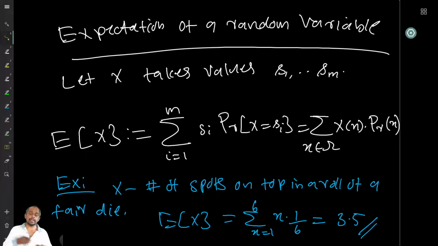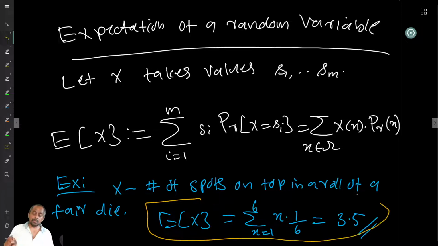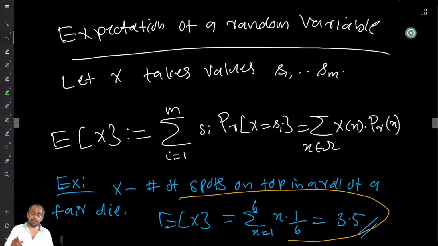For example, in the case of the roll of a dice, the number of spots is 1 to 6, each with probability 1 over 6. With probability 1 over 6 it is 1, probability 1 over 6 it is 2, probability 1 over 6 it is 6, right? So the expected number of dots on a toss is the sum over x equal to 1 to 6 of x into 1 by 6, which is 3.5.